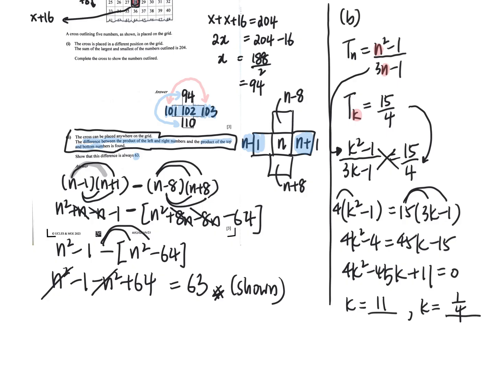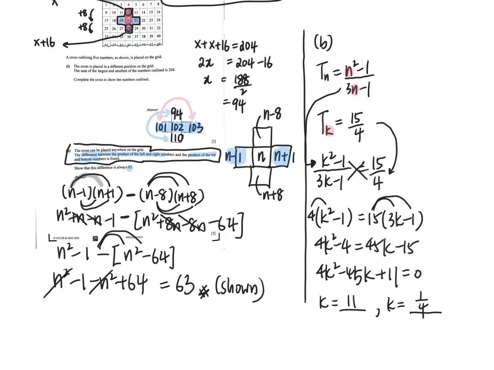Okay, we have to reject k as 1/4. Why? Why do we need to reject the k as 1/4?